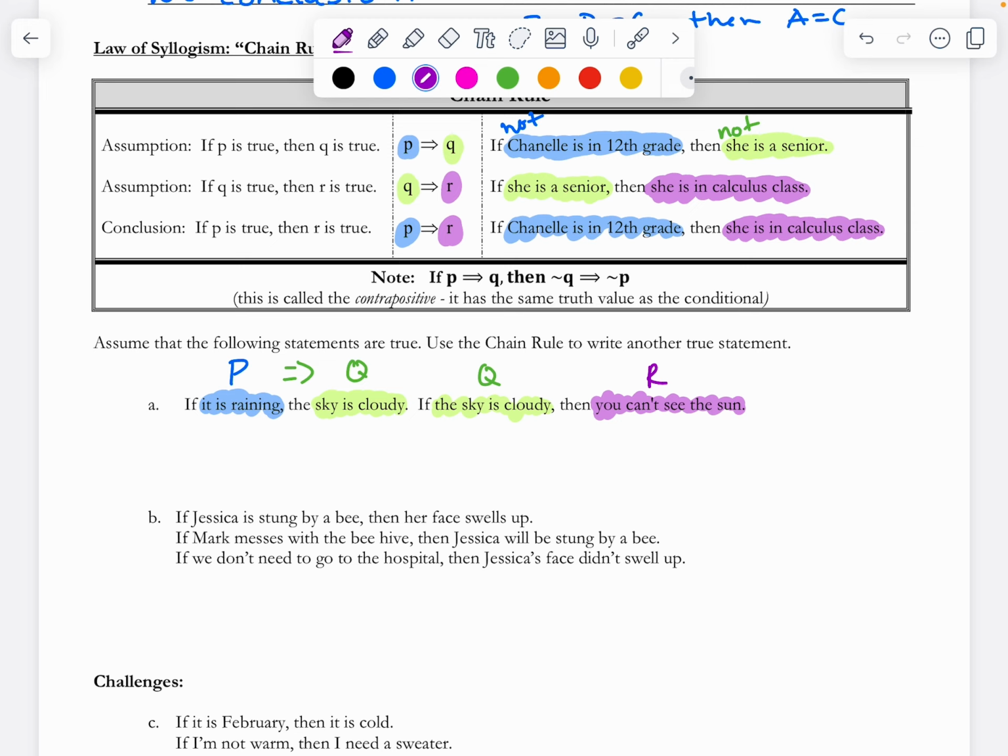If P, then Q. If Q, then R. Then the statement that we can write using the chain rule is, therefore, if P, then R. So our new statement is going to be: if it is raining, then you can't see the sun.